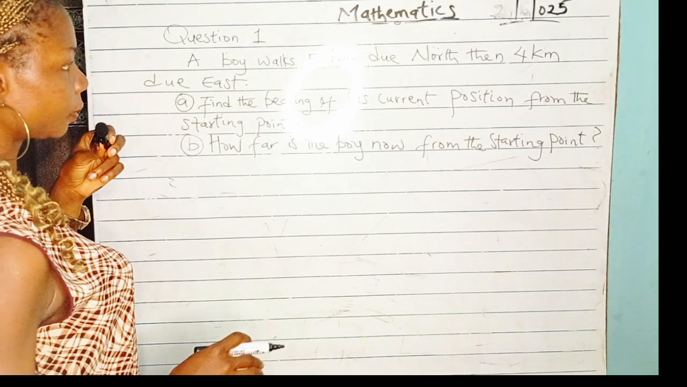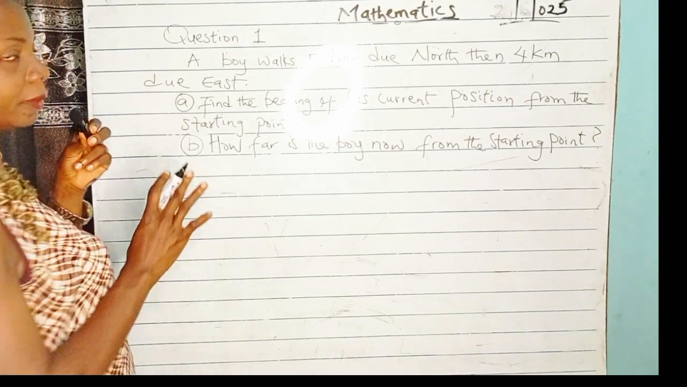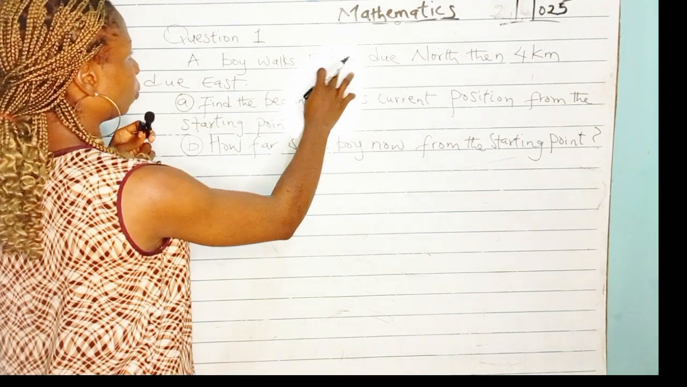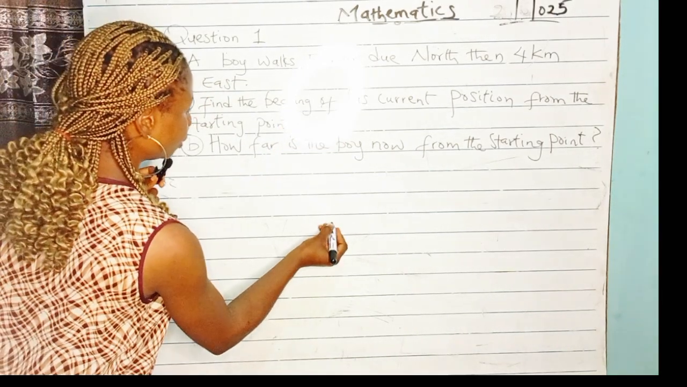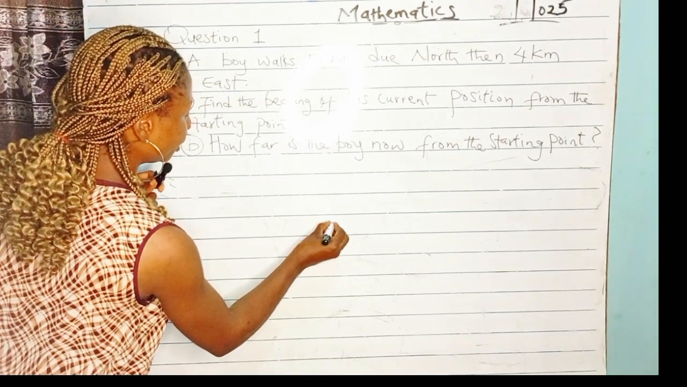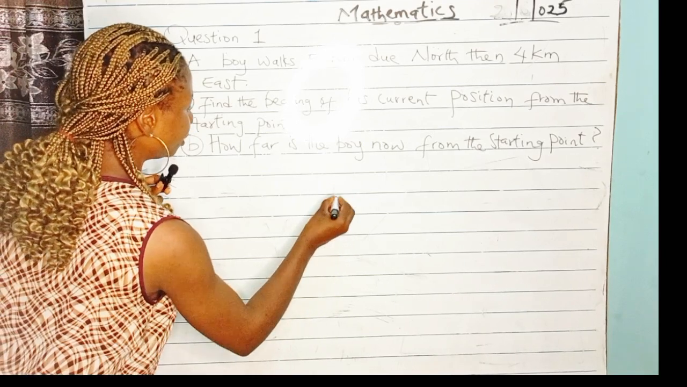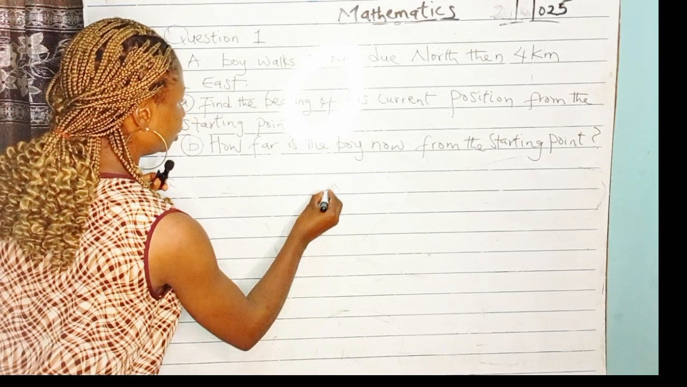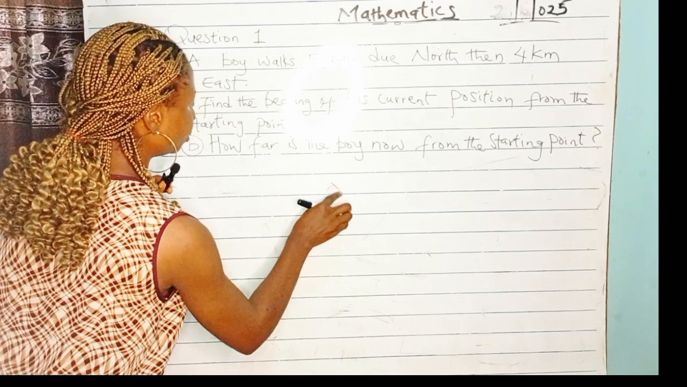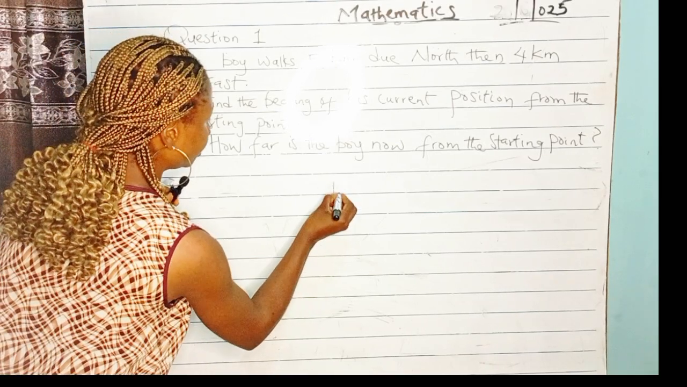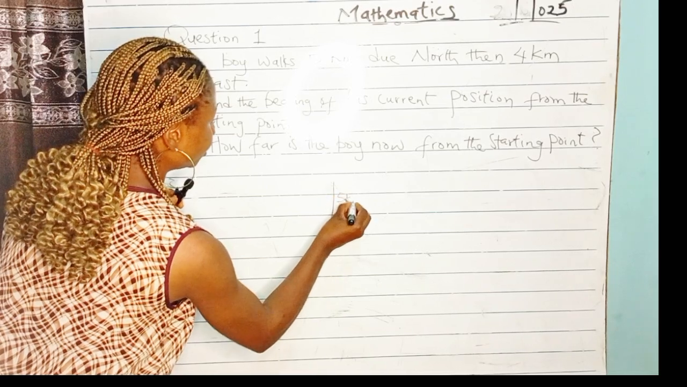Okay, so this is bearing, and we have to solve this. The boy walks 5 kilometers due north. This is the point of the boy, say point A. He walks 5 kilometers due north. Due north means north. This is distance 5 kilometers due north.